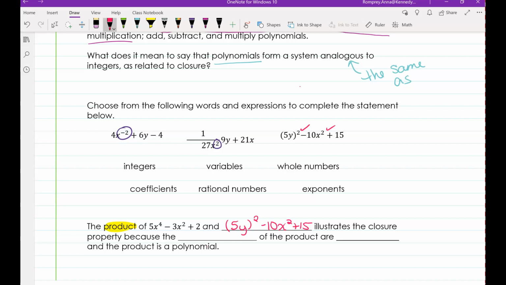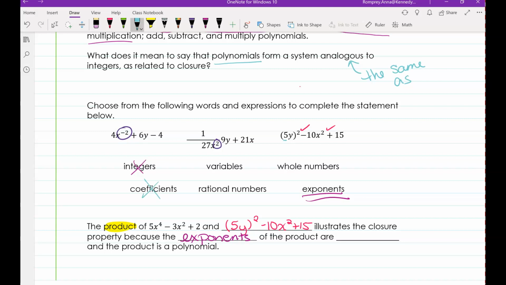So let's come back. What is it? The most important part of a polynomial, for something to be a polynomial, it's got to have these positive what? Exponents. So it illustrates the closure property because the exponents is key. So we're talking about exponents. So the exponents of the product are blank. So what is key about the exponents? What do they have to be? Can they be integers? No, because that includes negative numbers. Can they be coefficients? Well, are coefficients exponents? No, coefficients are the number that's in front of the variable, so we're not worried about that.